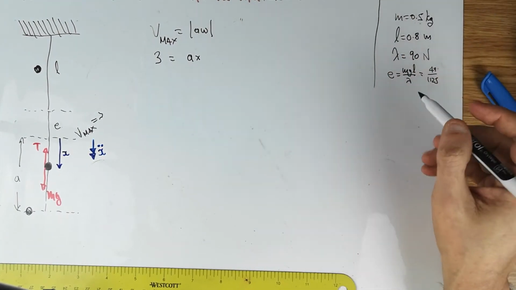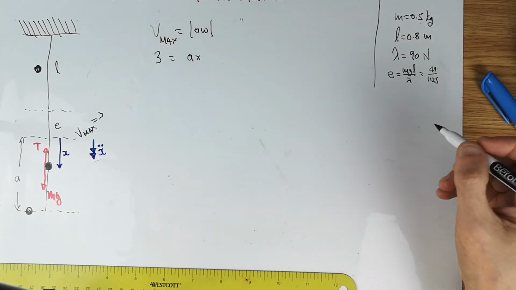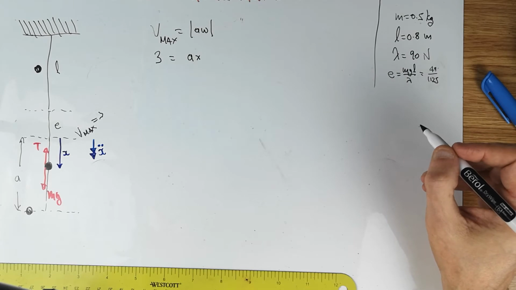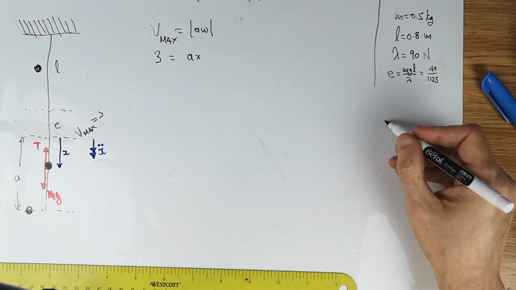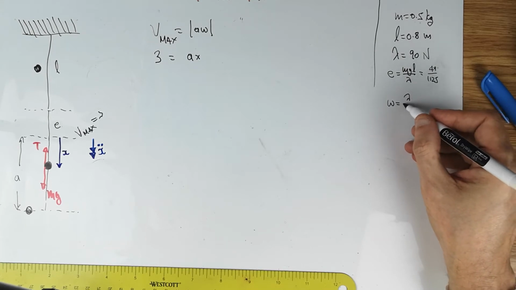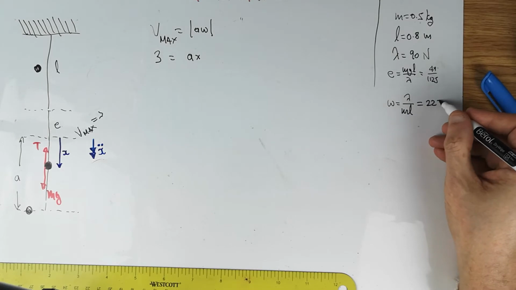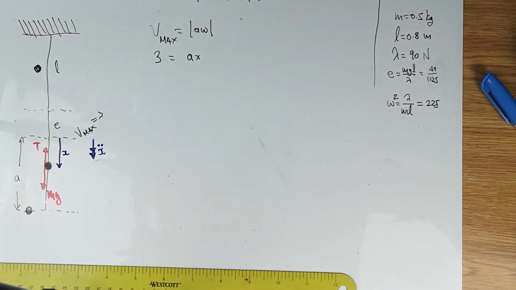If you look at the angular frequency, which turned out to be 225, I rubbed it off now. I can't quite remember what it was equal to. I think omega squared turned out to be lambda over ml, and this turned out to be 225.